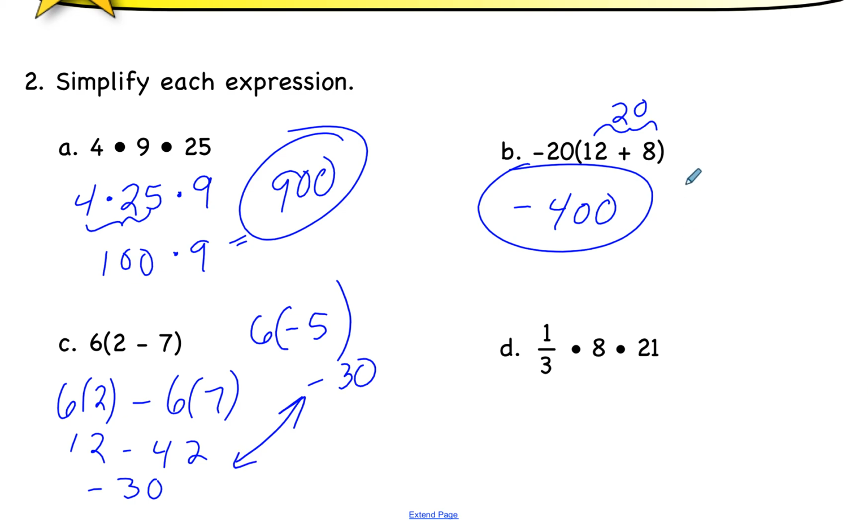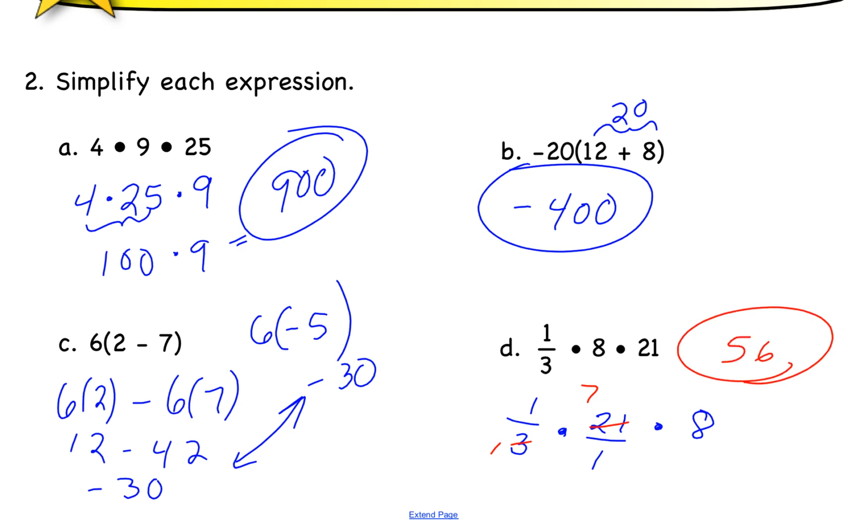Same answer. Letter D, I would mix this one up. I would go ahead and take the 1/3 times 21 times 8. Okay, 3 goes into 21, so I would put this one over 1, and we can cancel, right? 3 goes into 21 7 times. 3 divided by 3 is 1. So we end up with 7 times 8, which is 56.